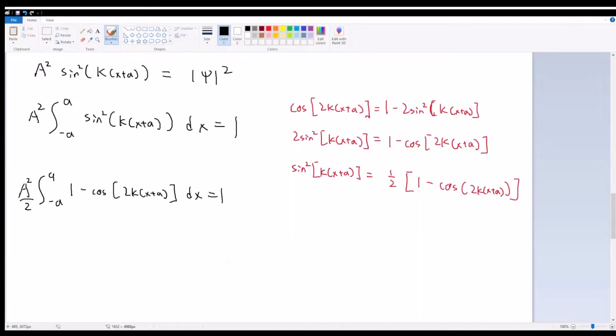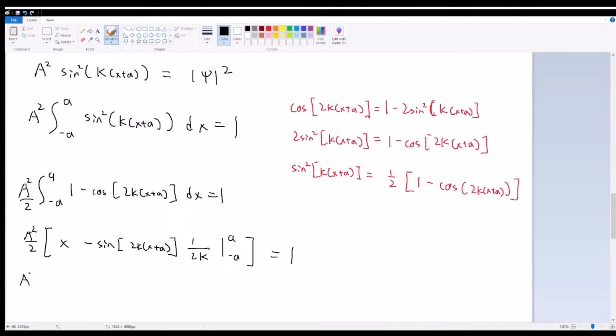If we evaluate this, then we get A squared over 2 times the integral. Instead, I can just evaluate the integral right here and right now, and get x minus sine of 2(kx + a), evaluated from negative a to a. I left out the bottom term, so this is multiplied by 1 over 2k, evaluated from negative a to positive a. So this is going to be equal to 1.